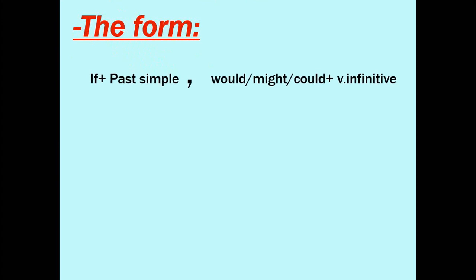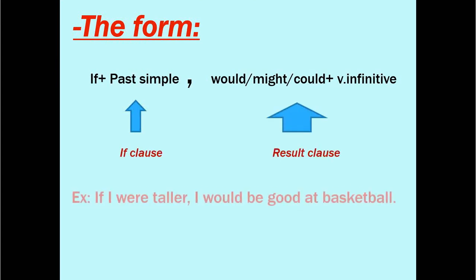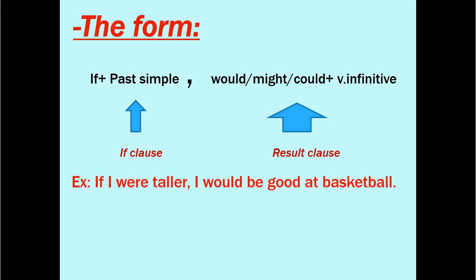Let's start by studying the form of the second conditional. It consists of 2 clauses or sentences. The first clause we call the if clause, which consists of if plus the past simple. The second clause, or the result clause, consists of would, might, could plus verb infinitive. For example, if I were taller, I'd be good at basketball.